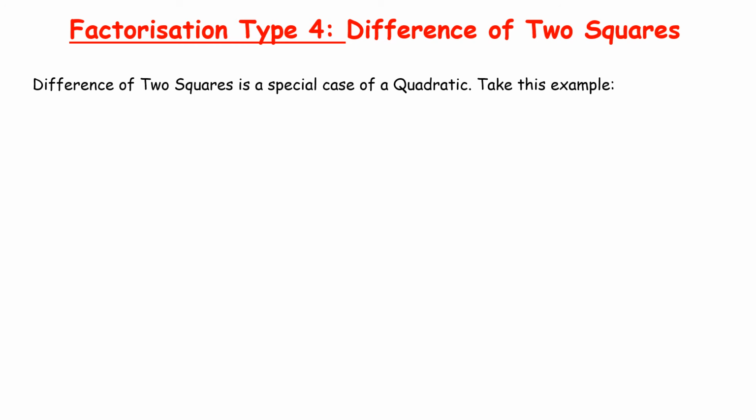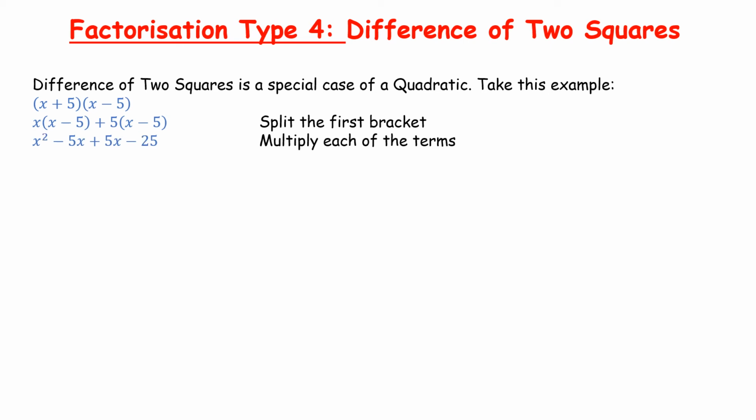So it's a special type of a quadratic. So let's take these two brackets as an example. When we were doing our quadratic trinomials, we also started with two brackets. So let's see how this is different. Split the first bracket. We're then going to multiply it out. But when we do our simplifying at this line, we have minus 5x plus 5x. So that actually ends up as just being x squared minus 25.